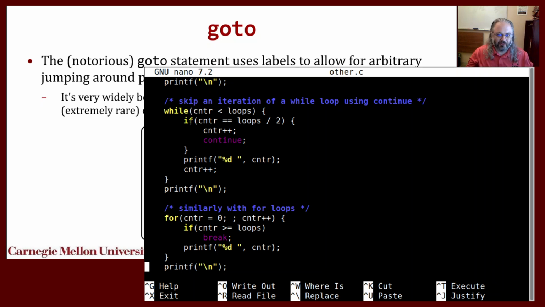This will print 0, 1, 2, 3, 4, 6, 7, 8, 9. It'll skip printing the value 5. This is legal. Is this the best way to do this?